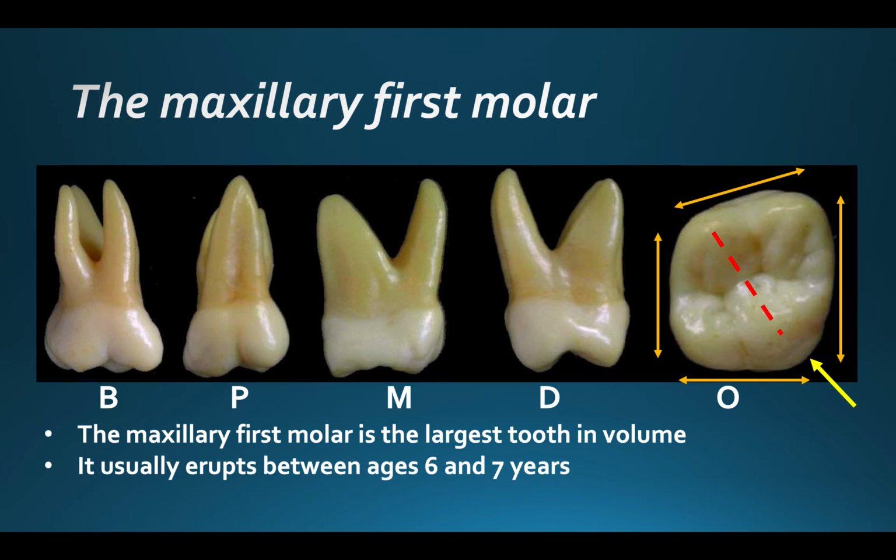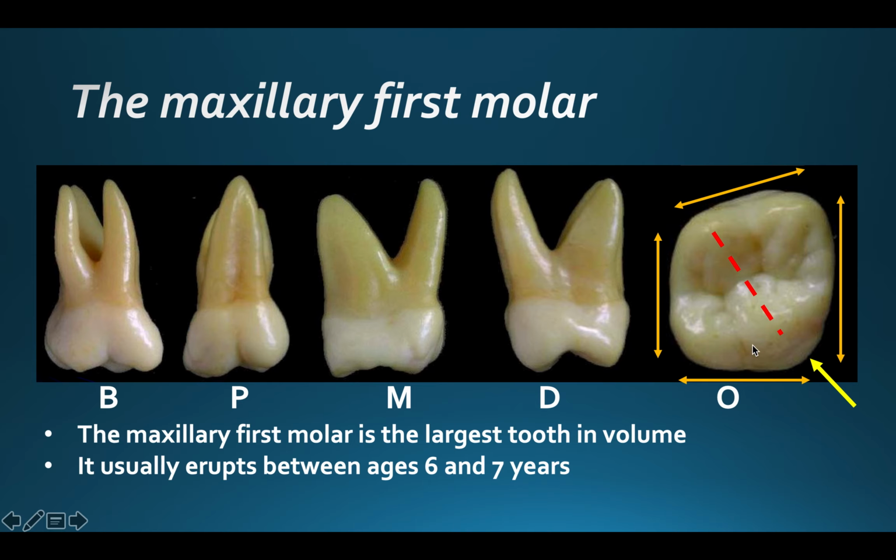It is the largest tooth in the maxillary arch. It is the first tooth to erupt in the maxillary arch, at the age of 6 or 7. It has 4 major cusps: the mesiobuccal, the mesiopalatal, the distobuccal, and the distopalatal cusps. It also has a small cusp, sometimes present on the mesiopalatal cusp, and if it's present, it is called the cusp of Carabelli. So this is the cusp of Carabelli. Now, the mesiopalatal cusp is the largest.